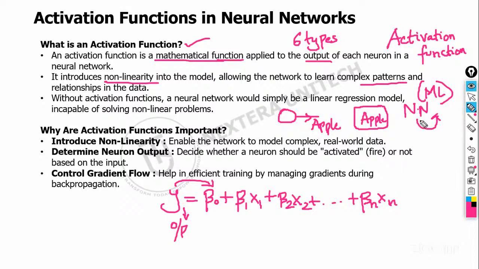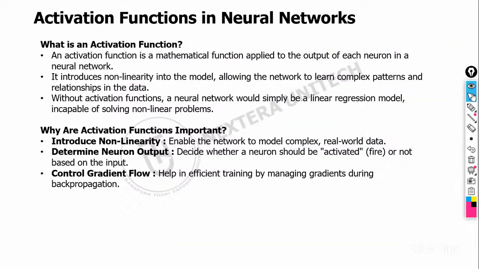So that is why we use activation functions, and these activation functions are very important to go through and understand, because they introduce non-linearity and they are responsible for the output of each and every neuron. And they also control the gradient flow. What this gradient flow is, we'll discuss during back propagation. Whatever we understand as part of gradient descent, we'll talk about this particular point there. I hope you got some understanding.